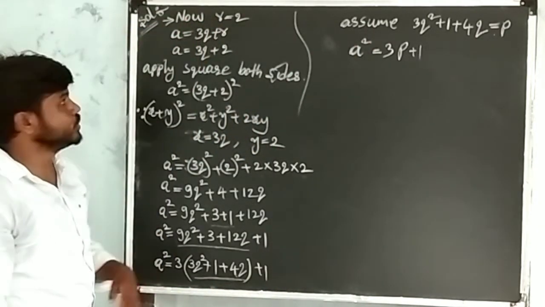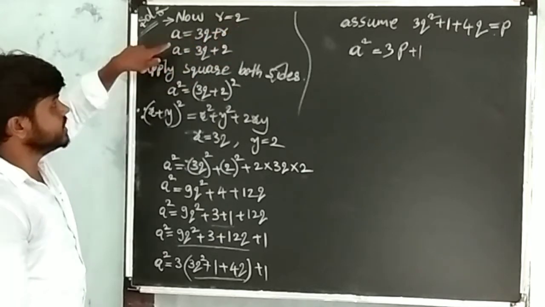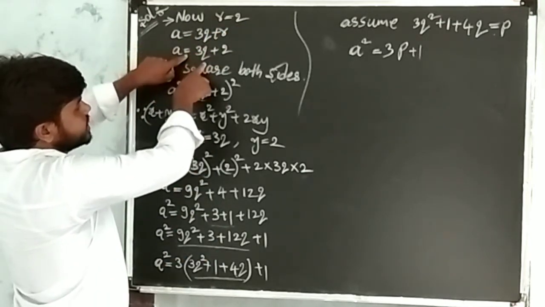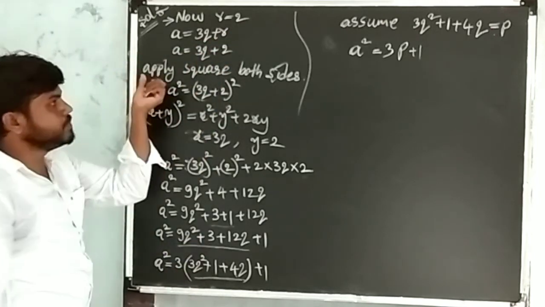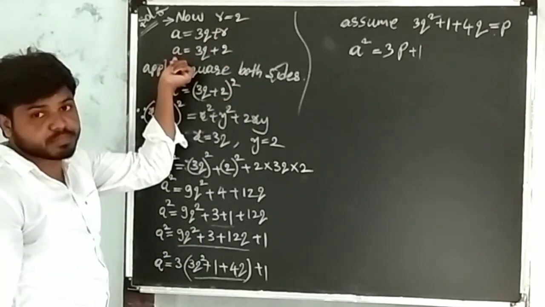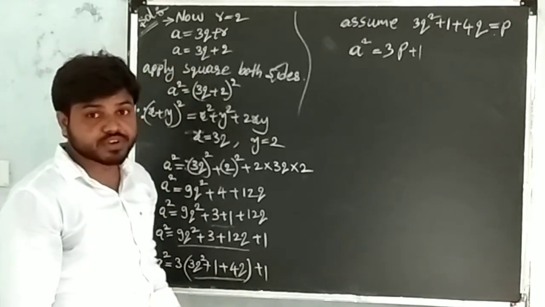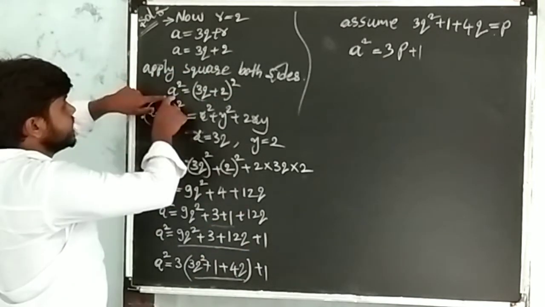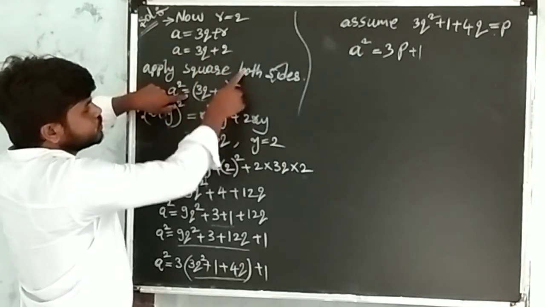Now take remainder 2. Substitute this remainder in a equal to 3q plus r. a I write as it is equal to 3q plus remainder 2. Apply square both sides because a is a positive integer. We need square of a positive integer, that's why we should apply square both sides. a square equal to 3q plus 2 whole square.